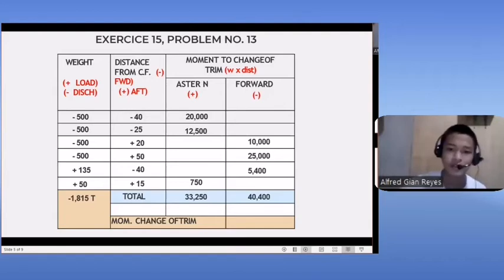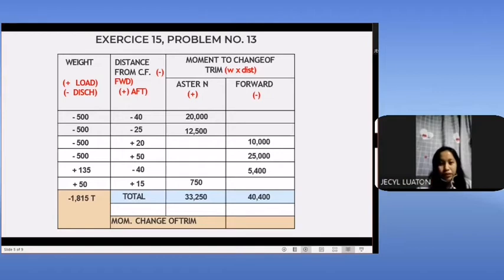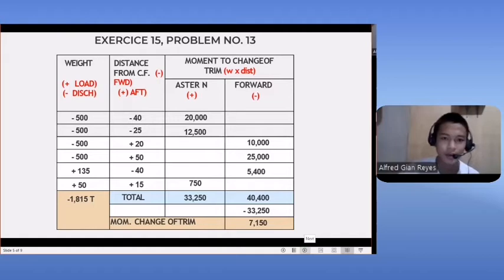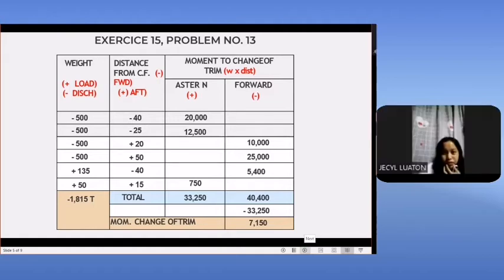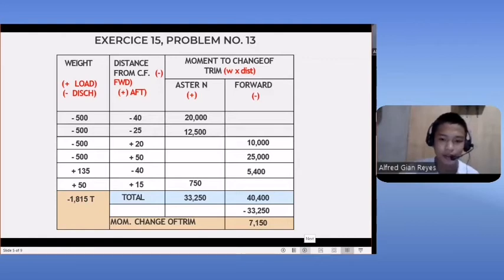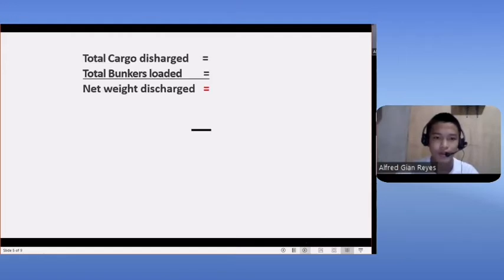And for forward it is 40,400. So the moment change of trim is 40,400 minus 33,250, which equals 7,150. Now, by applying the table, we have our moment change of trim and the other givens. So now let's move on to Dustin Chu for the next explanation.